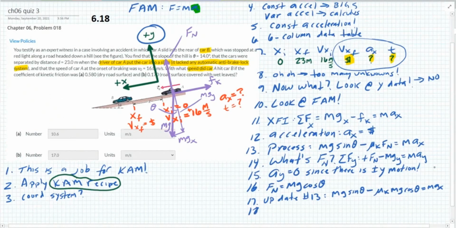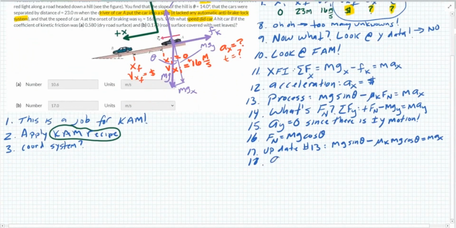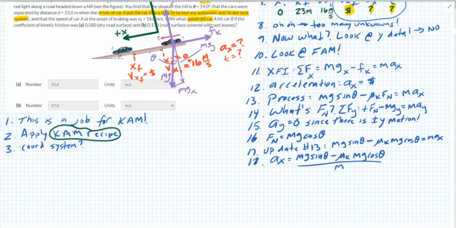My acceleration is a sub x equals mg sine theta minus mu sub k mg cos theta all over m. And you can see some cancellation. So this gets simplified. m cancels, m cancels, m cancels. I'm going to get a number on that, and I'm going to keep this number and store it in calculator memory location A. All right, so let's get a number on that, and then it's back to kinematics.